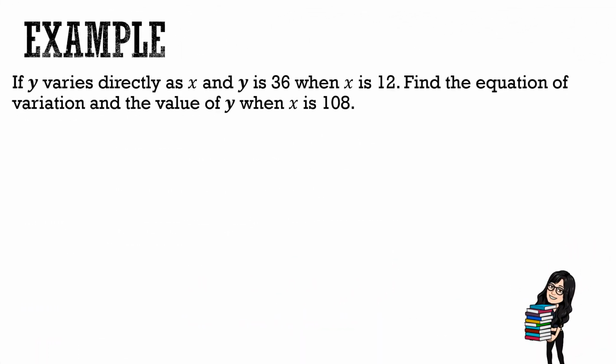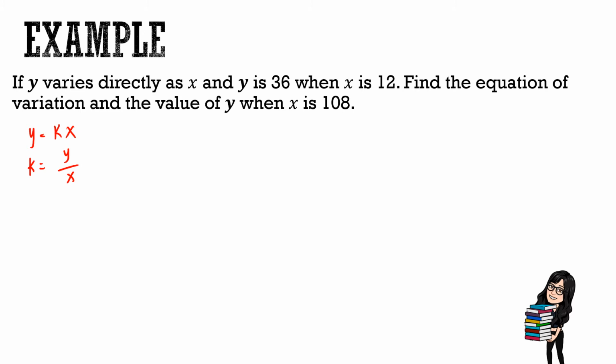Example number 2. If y varies directly as x and y is 36 when x is 12, find the equation of variation and the value of y when x is 108. So in this case, we need to translate first the statement into mathematical equation. So as y varies directly as x, we can write it as y is equal to kx. Now, y is 36 when x is 12 will be used in finding for the value of k. So to find for the value of k, that is, k is equal to y over x.